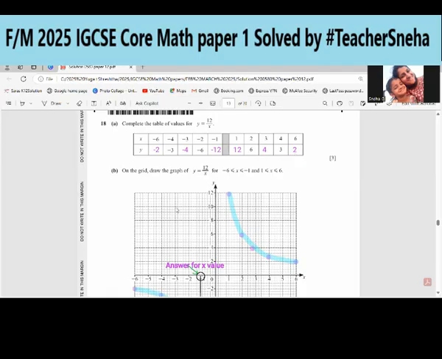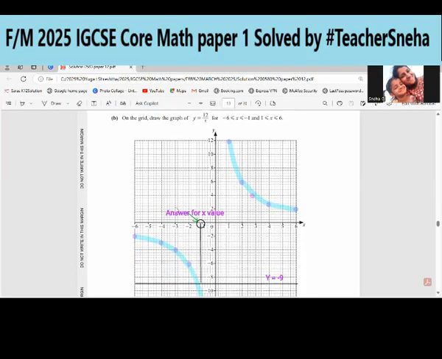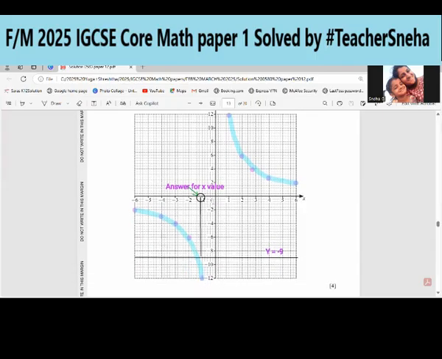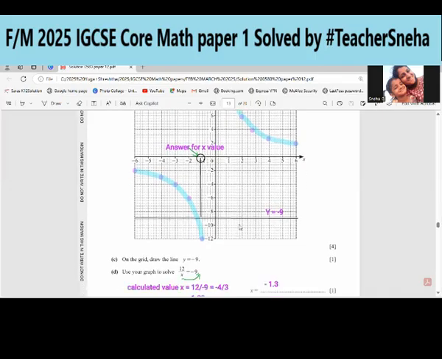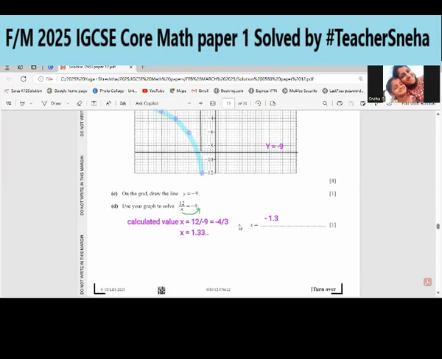We will plot all of these x and y values on the grid. And then we get two curved line graphs like this. So this is one section of the graph and this is the other section of the graph. For plotting and completion of values, you get 4 marks over here.